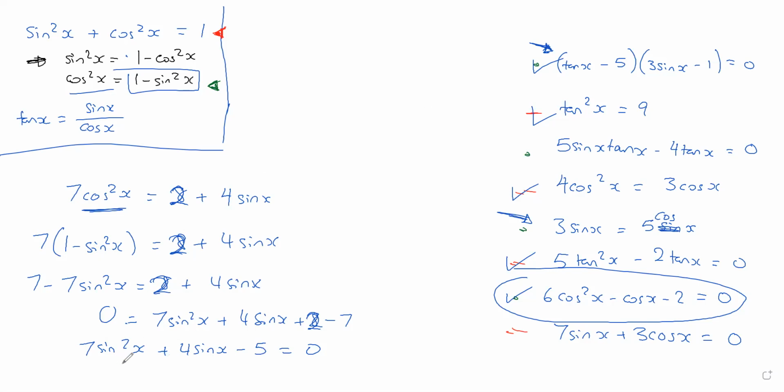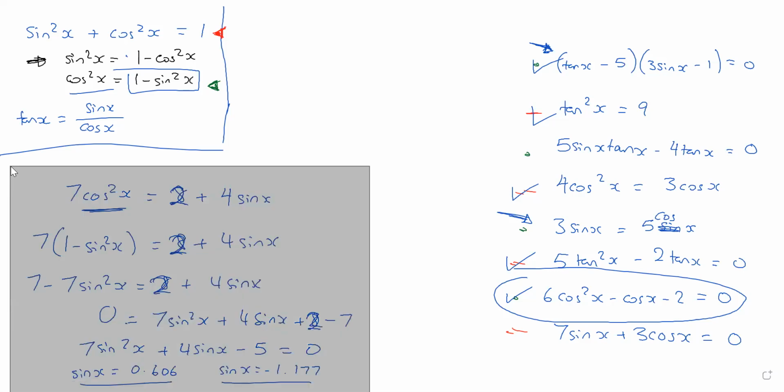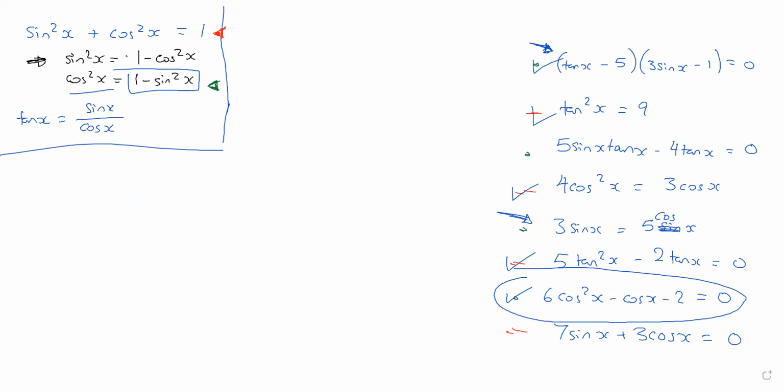Okay, brilliant. So I do that now, and I find that the two answers are sine x equals 0.0606, and I also get that sine x equals minus 1.177. And I would just solve those as normal. Okay, so that's those done. And now let's have a look at the ones which don't have squares. Fortunately, these are very easy as well. So let's have a look at that.